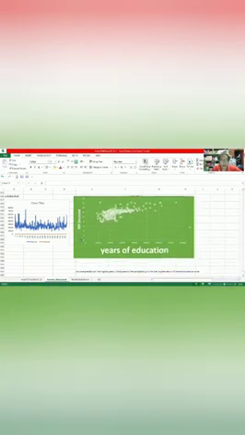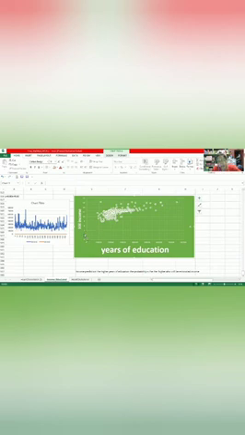So now we are ready to show our scatter plot with the line of best fit. This is our data, household income and years of education.